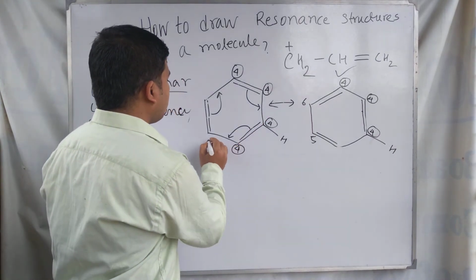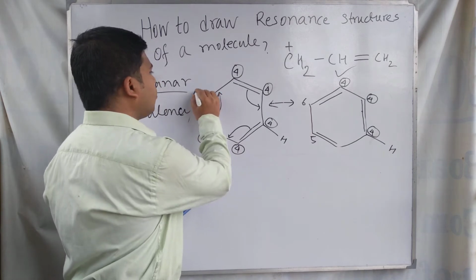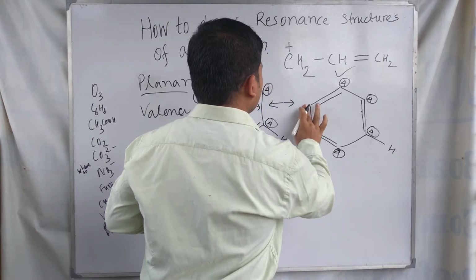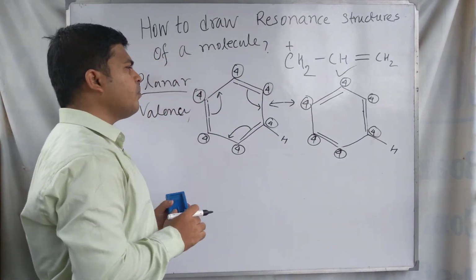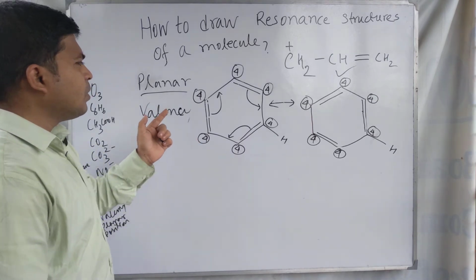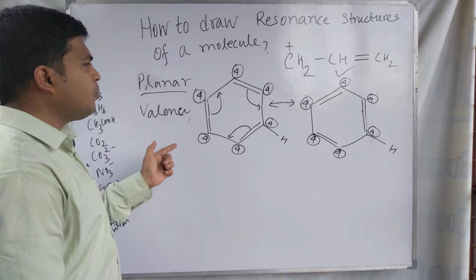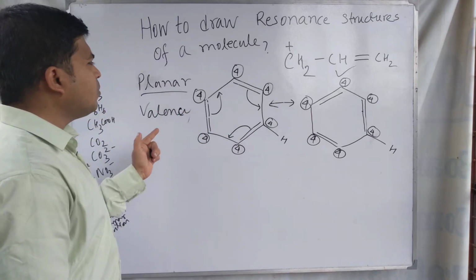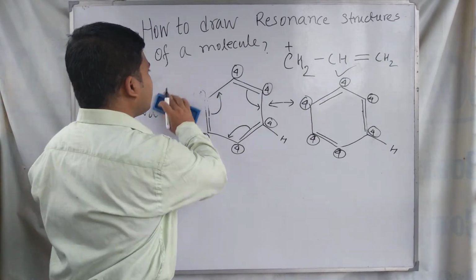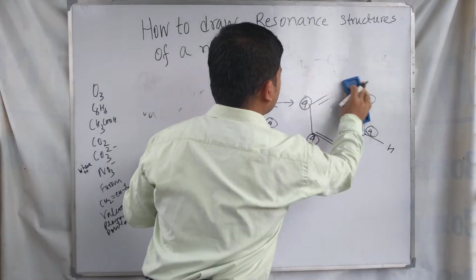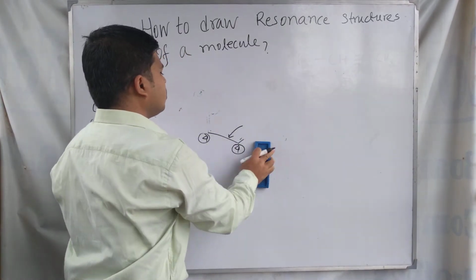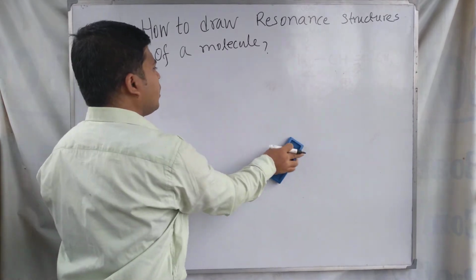This carbon also has valency 4, and in each case the valency of the carbon is 4. So for this reason, the valency is a very important point. You have to maintain the valency in order to form the resonance structures. So these are the main rules for drawing the resonance structures of molecules, and we now see the applications of these rules during the drawing of the resonance structures.